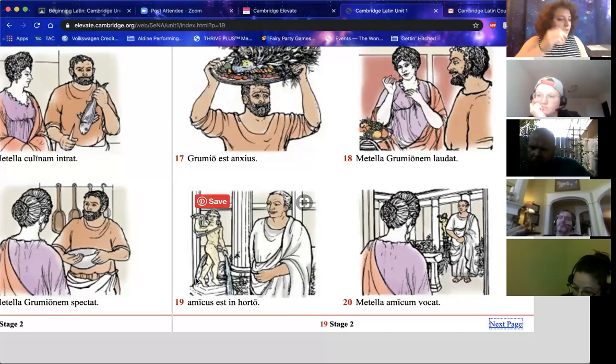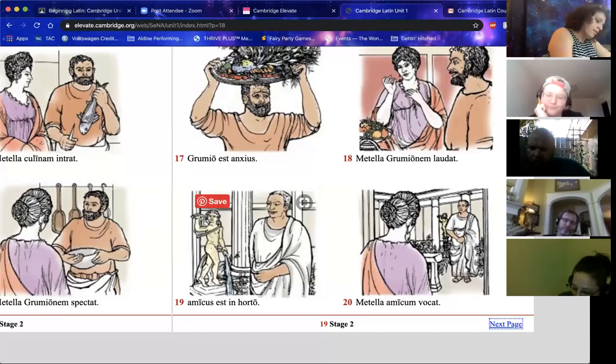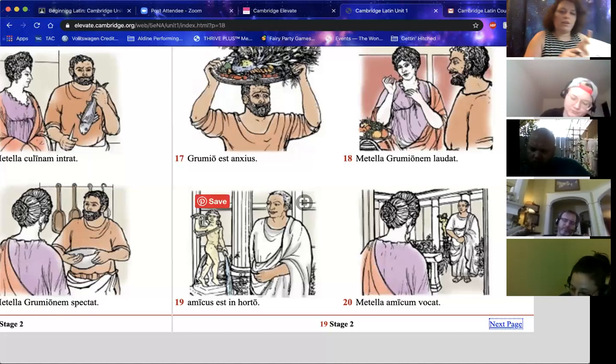Now let's talk about some of the dudes in this story. We have Caecilius, we have the amicus, we have Quintus, who happens to be Aphelius. What is the nominative ending for all of these people? U-S. And what is the accusative ending for these people? U-M. Very good.